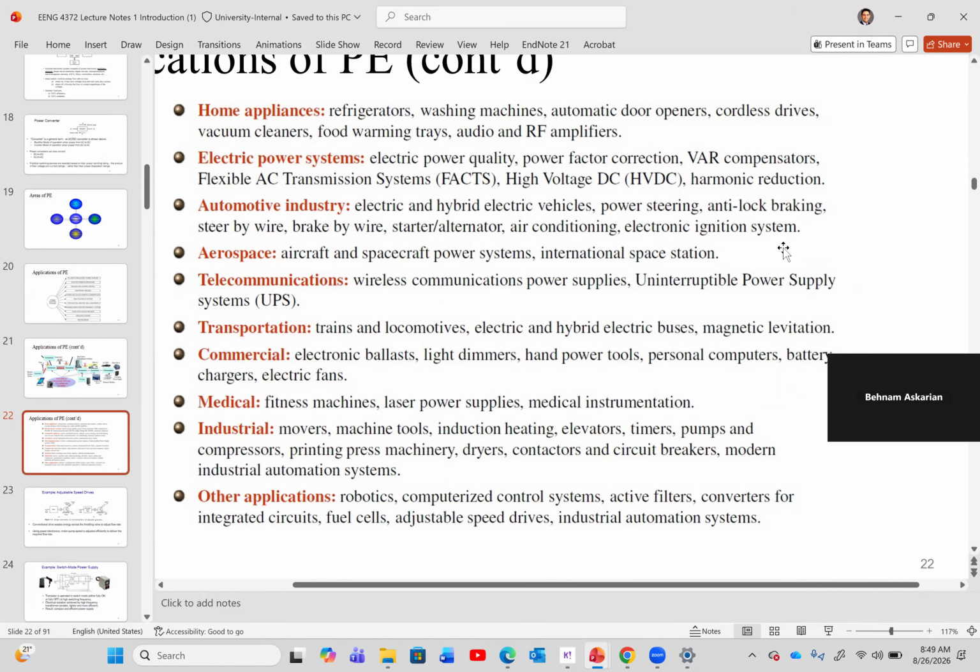UPSs are technically big power banks that are connected to these communication towers and computers and usually hospital equipment. And they are always charged up and the power runs through the UPS. So if the power from the grid is cut, the UPS automatically kicks in. It has batteries and it supplies power.